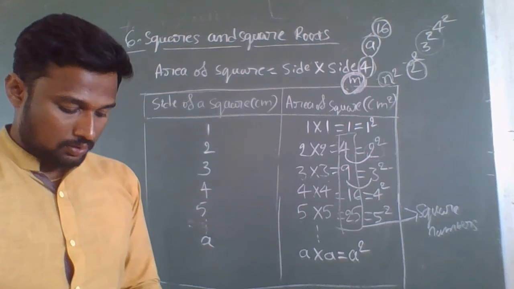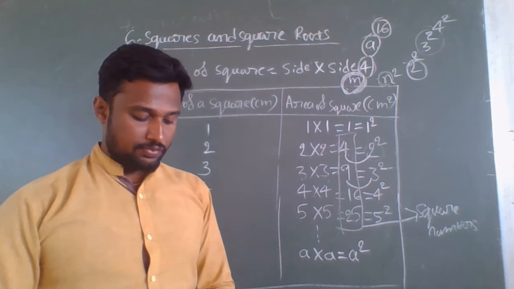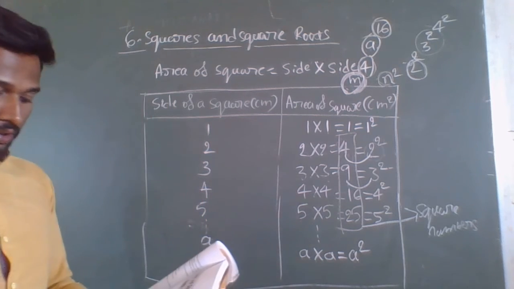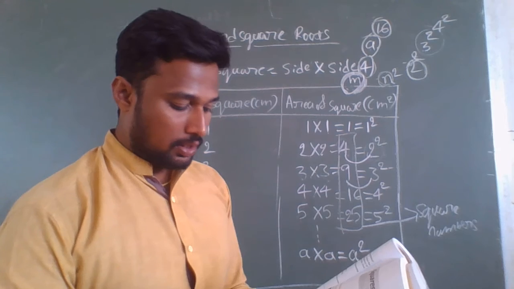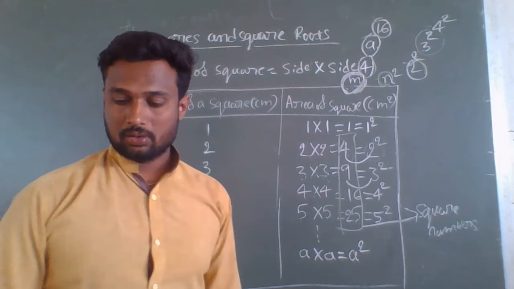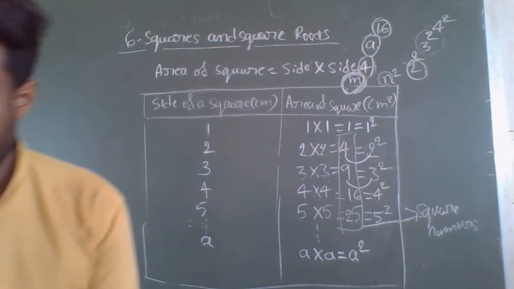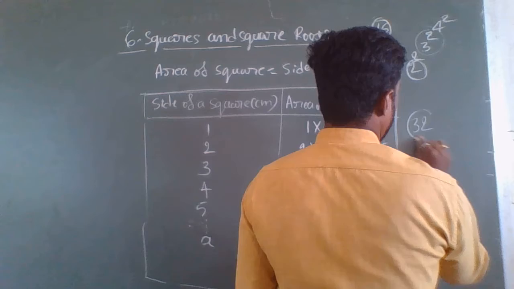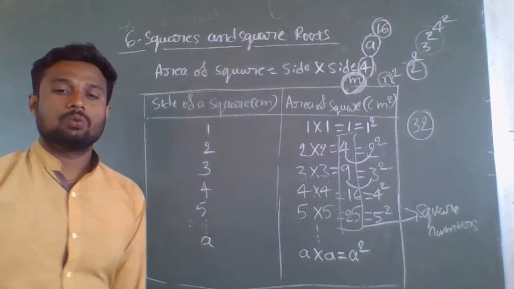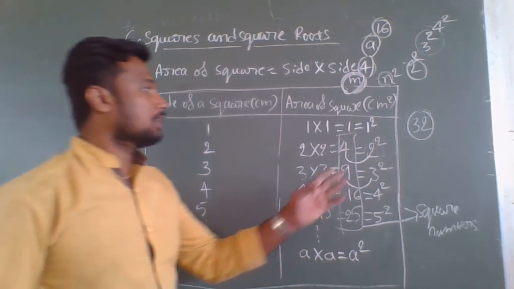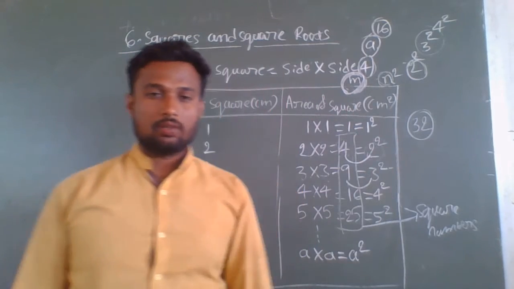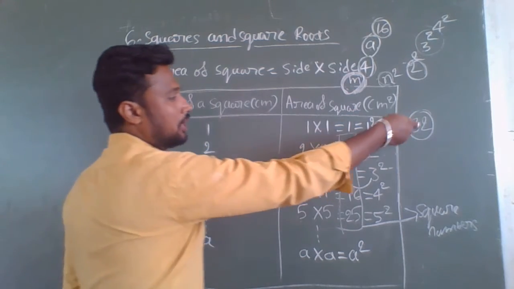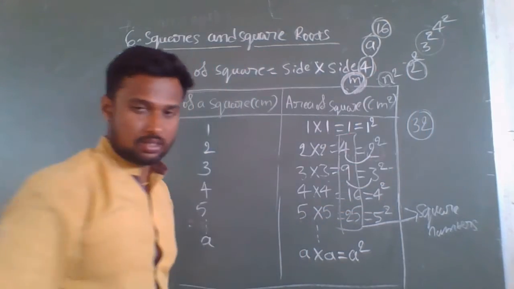After this, what have they given? We know that 5 square is equal to... after this definition of square number, they have given one number, that is 32. We have to check whether this 32 is a square number or not. So now we have to check whether this 32 can be represented in the form of n square.